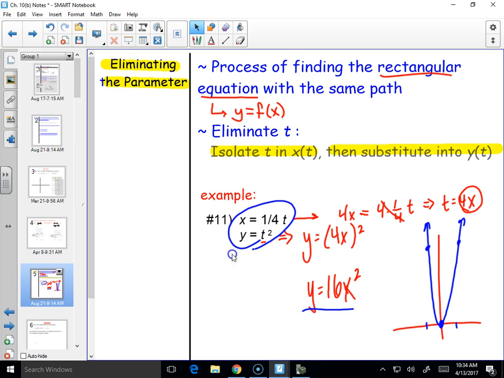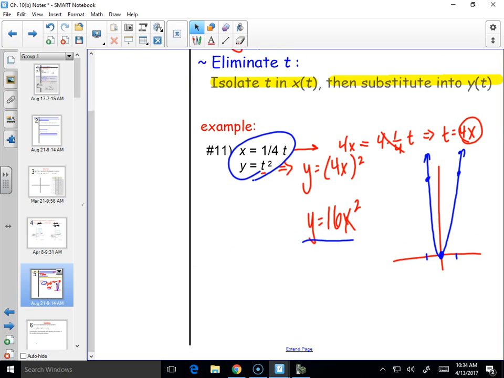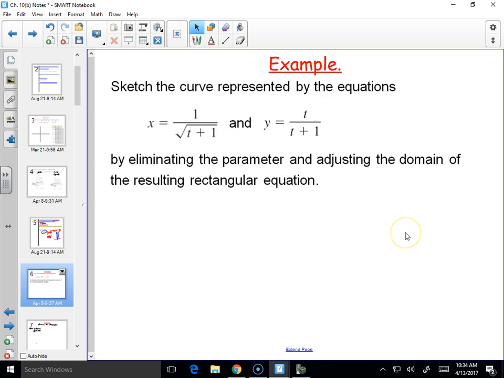Let's keep on playing with this, how to picture the path, how to put it in terms that we understand better. What if I was to give you another example? Except in this example, it doesn't just say eliminate the parameter, it also says adjust the domain, meaning the original parametric equations have a limited domain, which would need to translate to the rectangular equations as well.